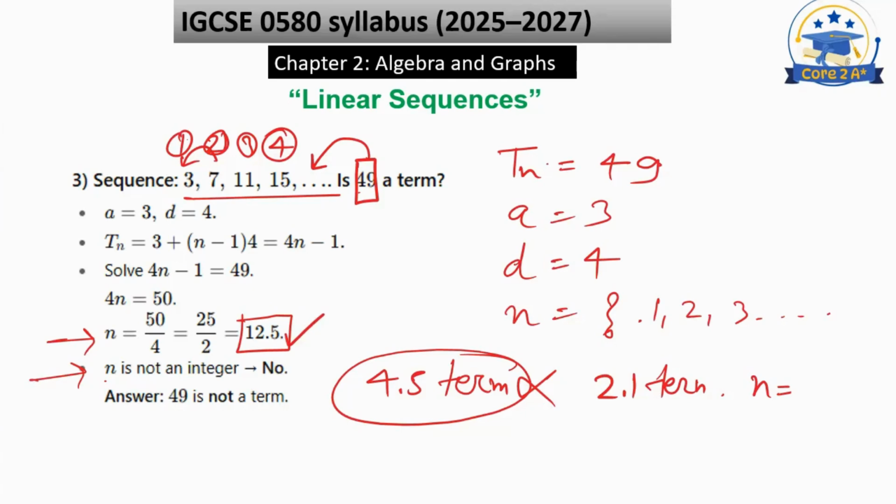Because here we are getting a number in decimal. So how can we do this? I mean, would the 12.5th term be 49? No, not at all. Because this is not an integer, it means 49 is not a term of this sequence. Obviously, 49 is a number, but it is not lying in this particular sequence.